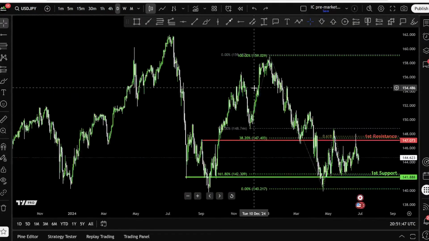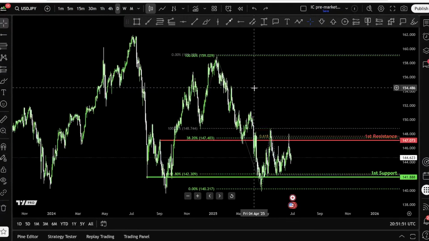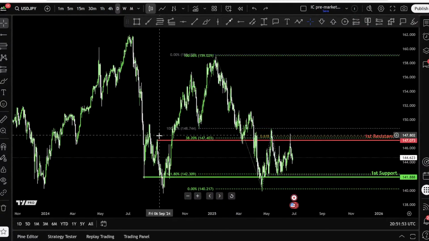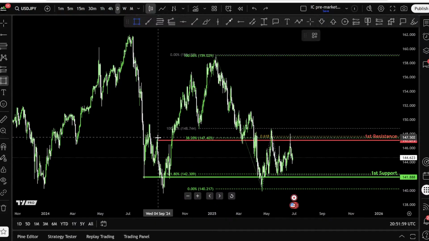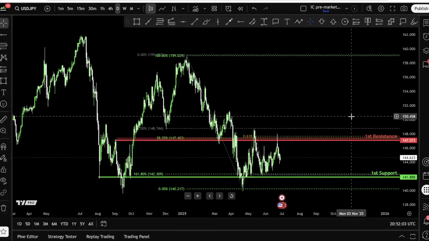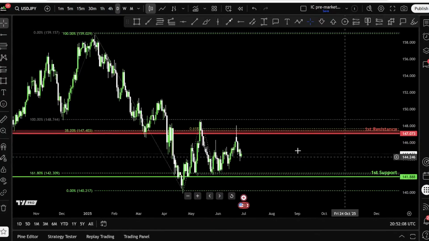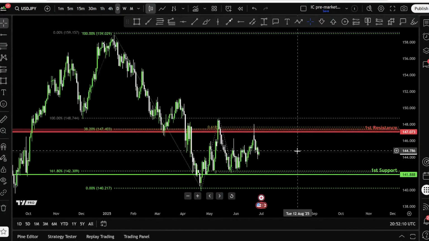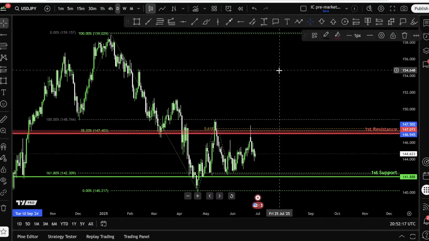Yeah, I think that's it. Can you guys spot any other Fibonacci levels? I think that's about it. So our first resistance will be here, and then we have a bit of a confluence area here.